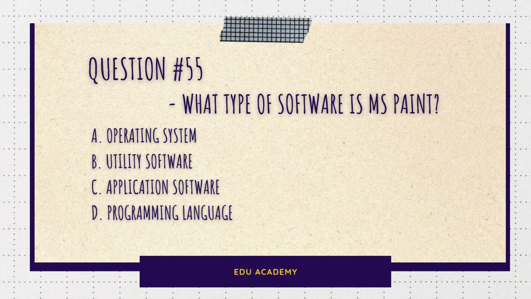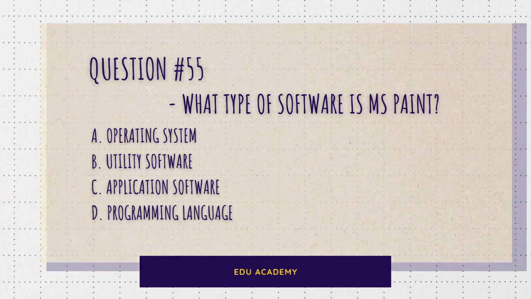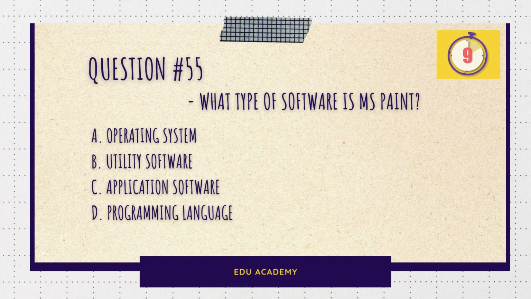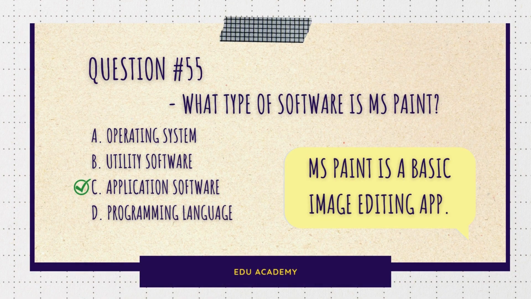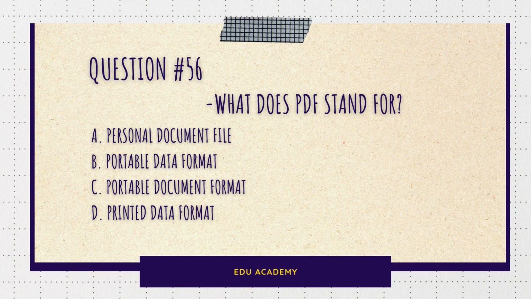Question 55. What type of software is MS Paint? A. Operating system, B. Utility software, C. Application software, D. Programming language. You have 10 seconds. Time's up. Answer C. Application software. MS Paint is a basic image editing application.